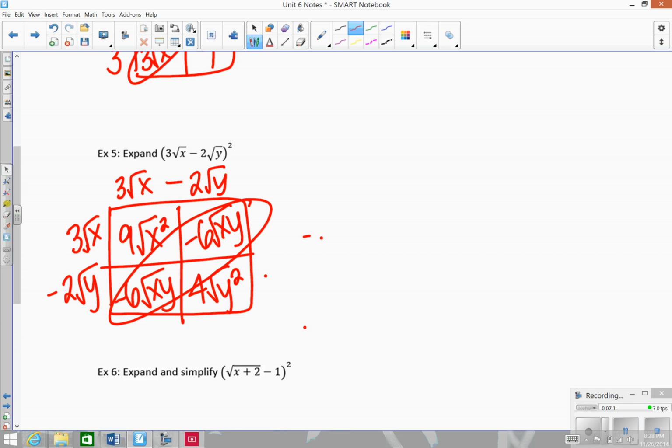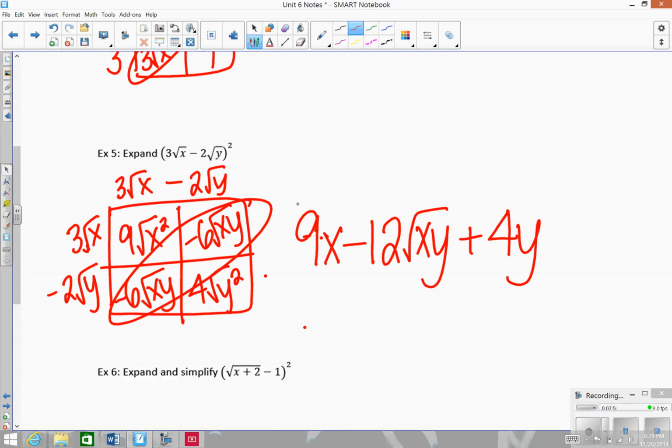Again, my like terms are in the diagonal. Now notice that if I would have done the square root of y times x, and then up here, square root of x times y, it's the same thing, so you just have to recognize that. So just pay attention for that. So I have, combining like terms, 9 times x, because when you take the square root of x squared, it's just x. Combined your like terms in the middle, so we have minus 6 minus 6, so minus 12. Carry along the square root of xy, and then plus 4y.